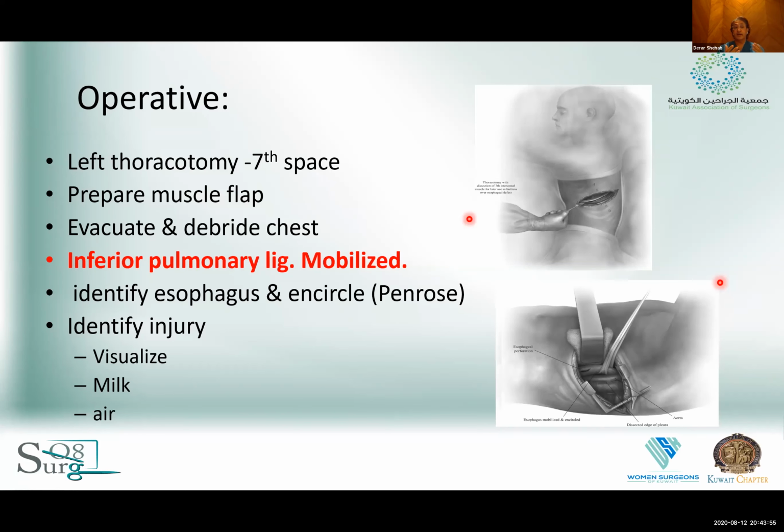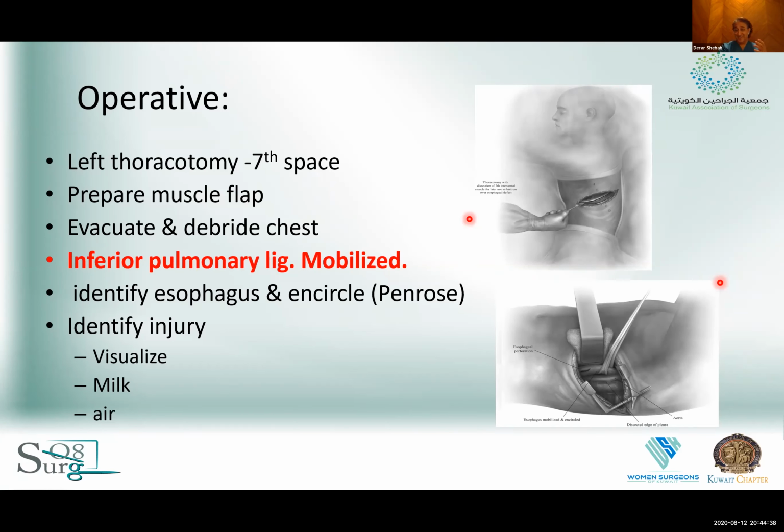Once you've done that, you have to operate on the esophagus. To reach the esophagus in the chest, you have to identify the inferior pulmonary ligament and mobilize it. Once the inferior pulmonary ligament is mobilized, the esophagus will be just beneath it. You will see it, and you will feel it, especially if you put a nasogastric tube in the esophagus. Identify the esophagus, open up the mediastinal pleura all the way up to drain and clean up the infection, and encircle the esophagus with a Penrose and try to visualize or identify the injury.